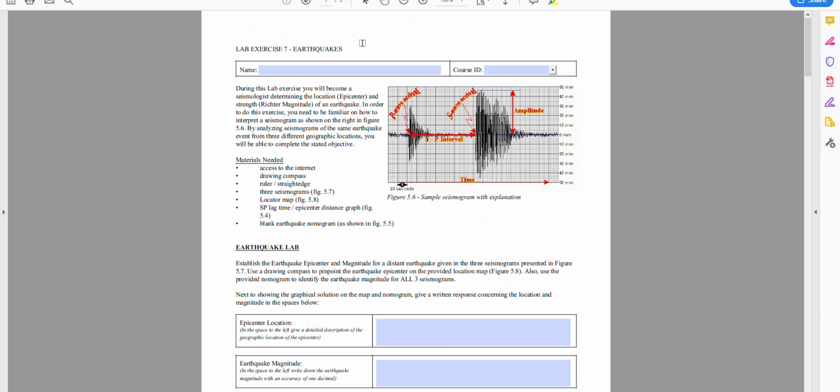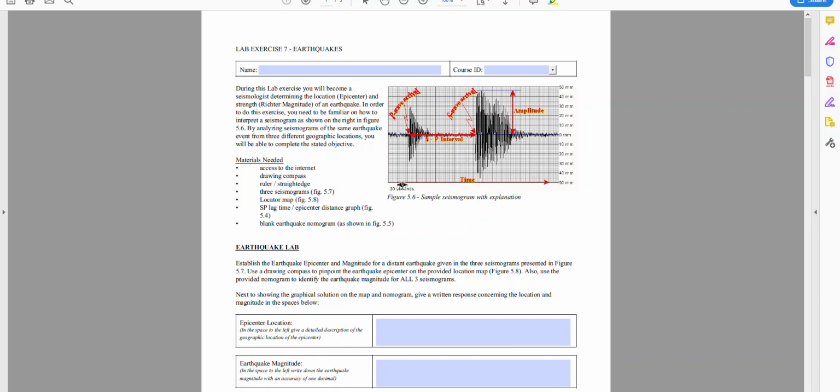Okay, so now we're into the lab. This is a review here. P wave arriving here, and the S wave arriving here, and the difference in time, the S minus the P interval, is the time that passes between the arrival of the P wave and then the arrival of the S wave.